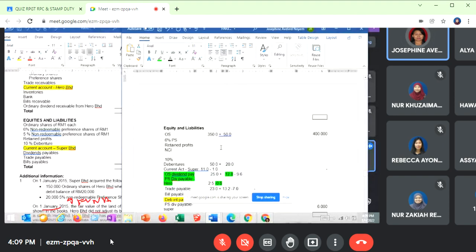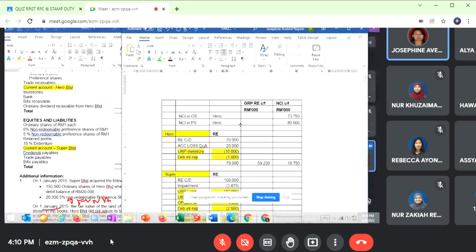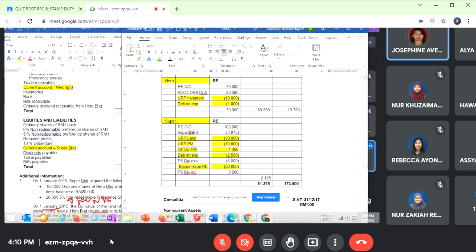And what about the impairment loss? It will affect the group profit. So you go to your schedule, right, and you minus the impairment loss. You minus the impairment loss, right?